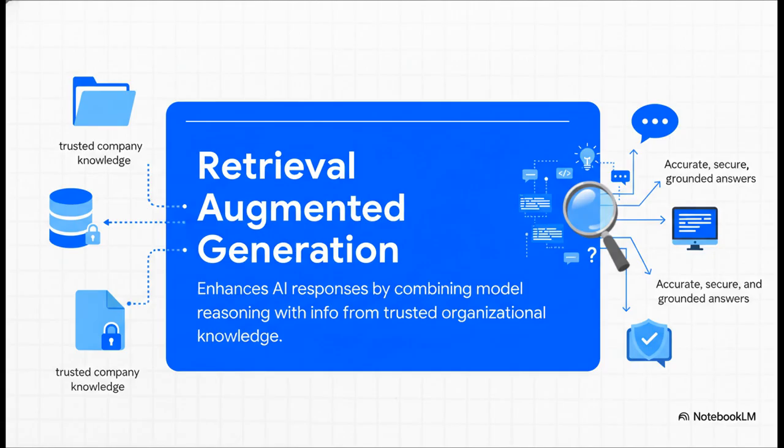It's the process that bridges that exact gap. It enhances the AI by letting it pull information directly from your trusted company knowledge. And in this explainer, we're going to break down exactly how Copilot Studio uses RAG to give you answers that are accurate, secure, and totally grounded in your own enterprise data.